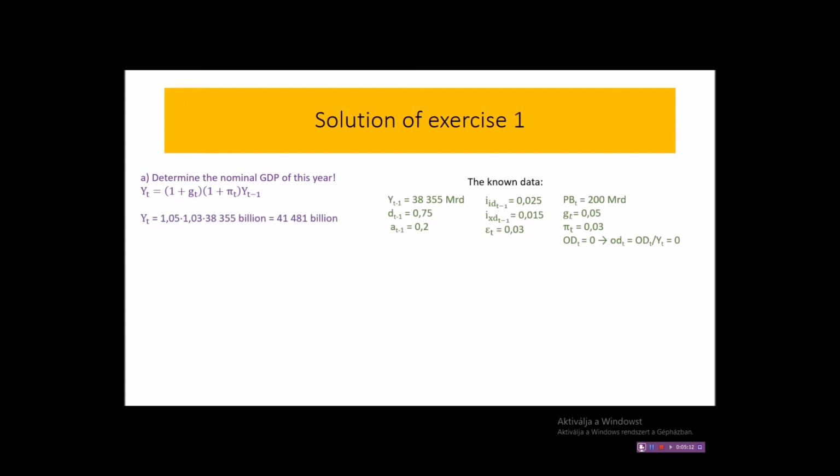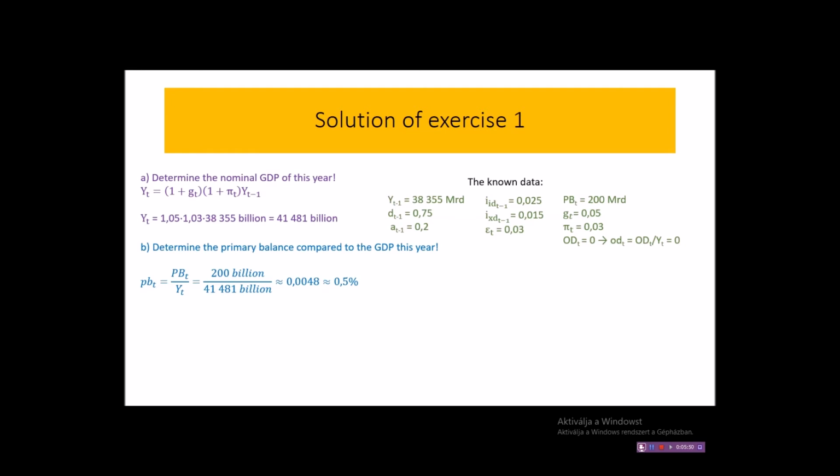Substituting the data from the exercise, we can see that it is 1.05 multiplied by 1.03 multiplied by 38,355 billion forints. The result of the multiplication will be 41,481 billion forints, which is epsilon t, or the nominal GDP of this year. The next task is to determine the primary balance as a percentage of the GDP. We have marked this with lowercase pb t, and for this we will need the pb t and the epsilon t, so the primary balance of this year and the nominal GDP of this year.